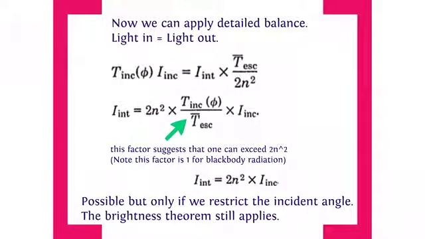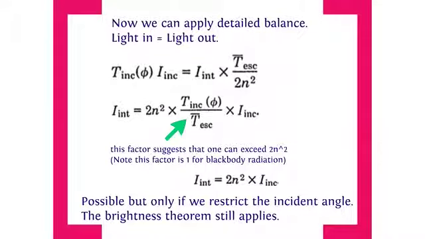Now you apply detailed balance. This is the important part. Light in equals light out. Light in is simply the probability of light coming in multiplied by the incident intensity. Going out is whatever escapes, which we just talked about: the intensity inside multiplied by the probability it escapes. 2n squared is just because of the escape cone. Put it together, and you get a very straightforward expression.